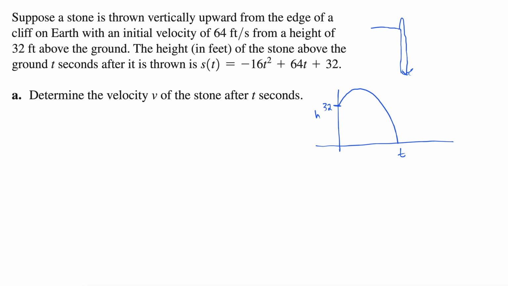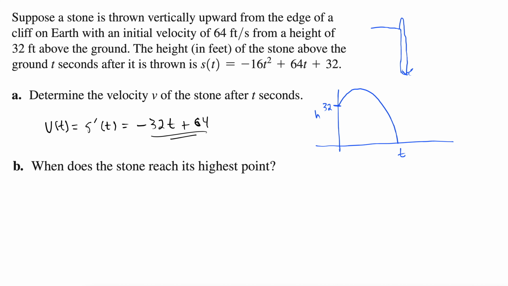Let's start with part A. Determine the velocity of the stone after t seconds. Well, the velocity is simply the derivative of the position. So velocity of t is s prime of t. Okay, and we can use the power rule to see that that derivative is negative 32t plus 64.